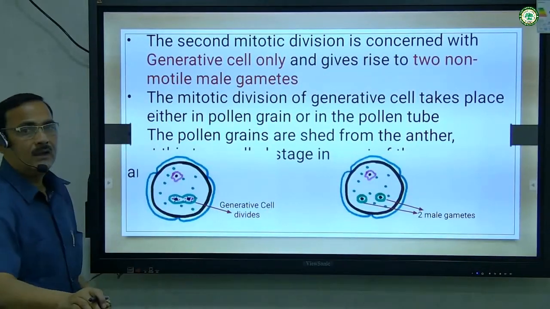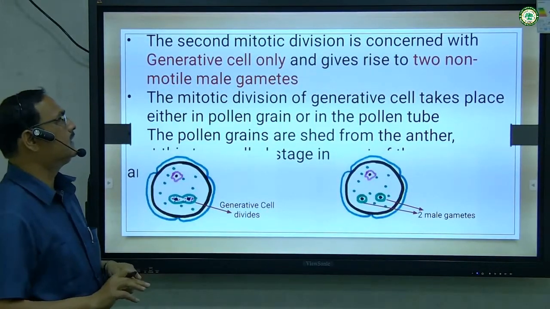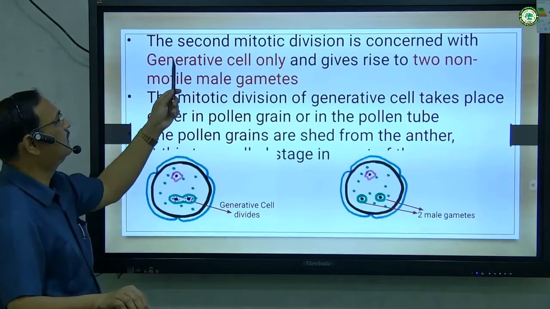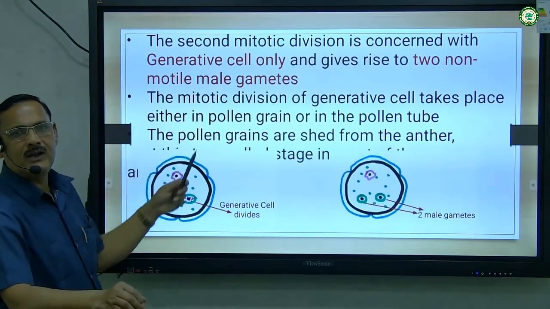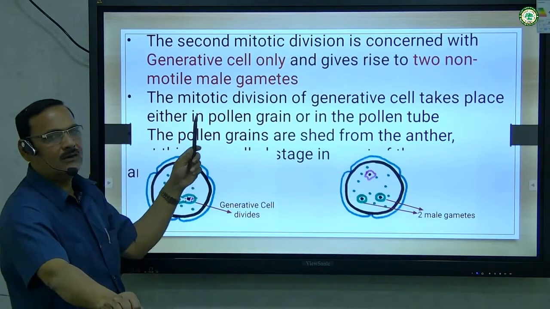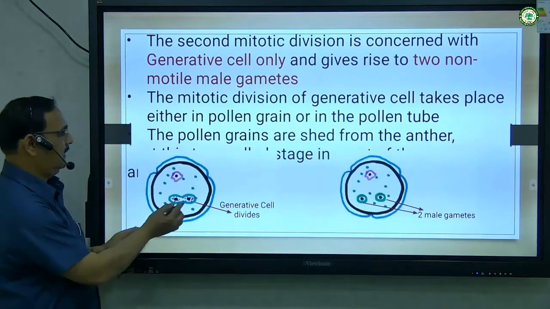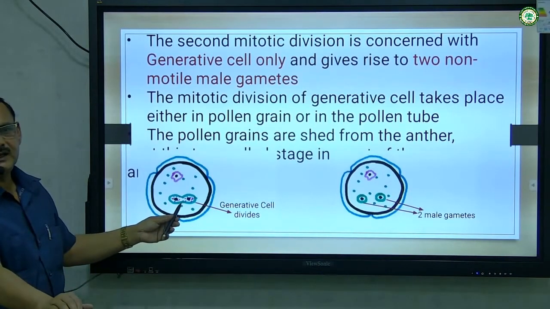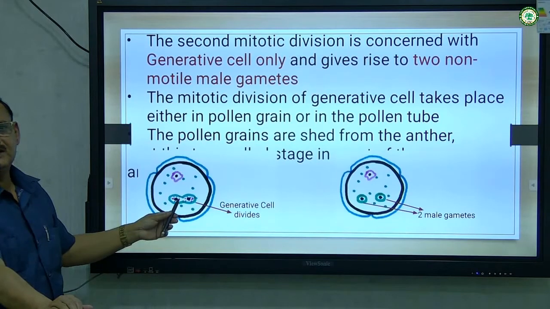Now here, after formation of this two cell structure, this two cell structure undergoes the second mitotic division, which is only concerned with the generative cell only. Now this generative cell, which you can see in this figure, has undergone the second mitotic division, and it forms two non-motile male gametes, because these gametes are unable to move on their own to reach the female gamete, so they are called non-motile.